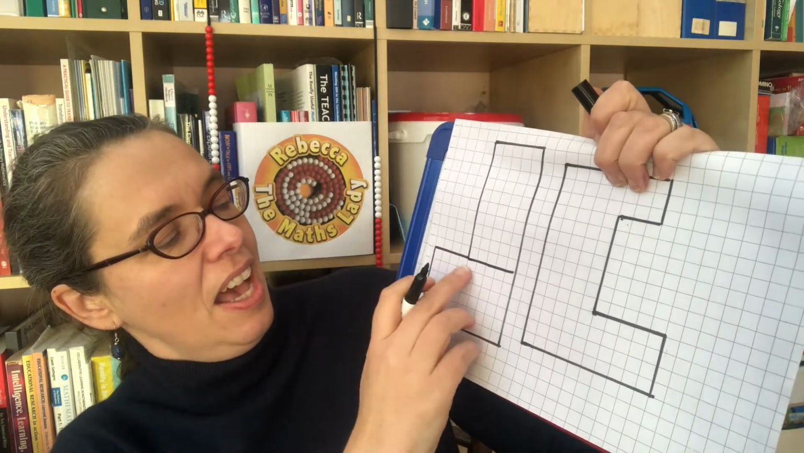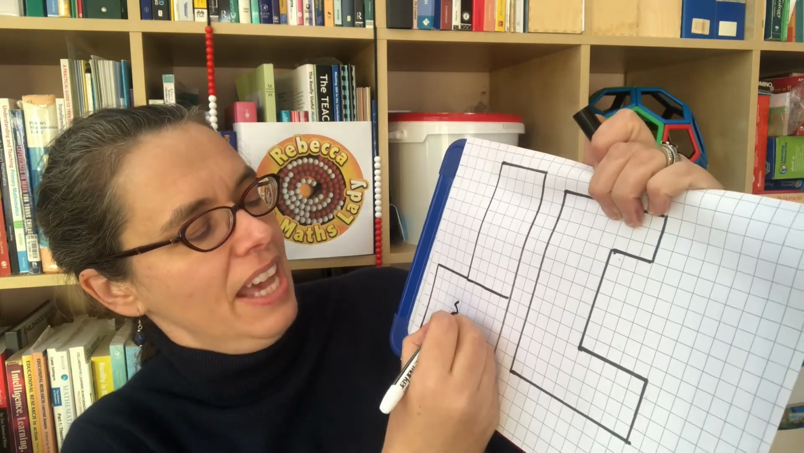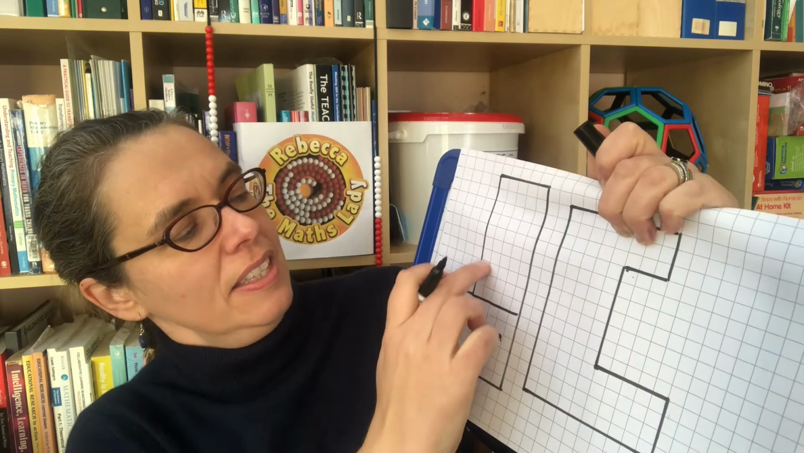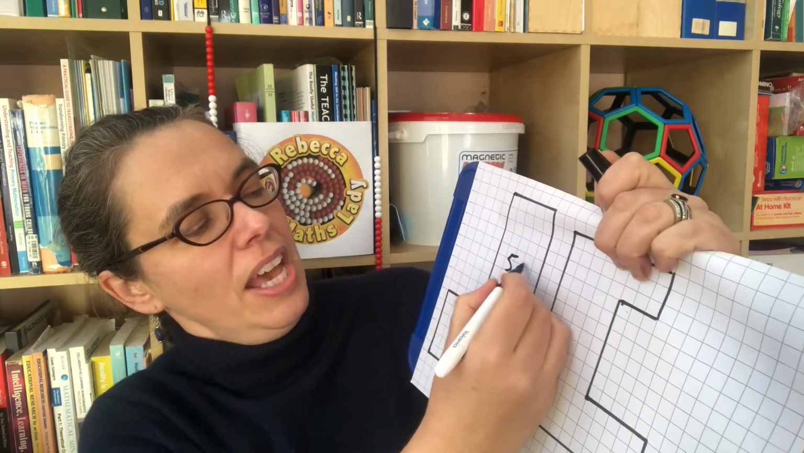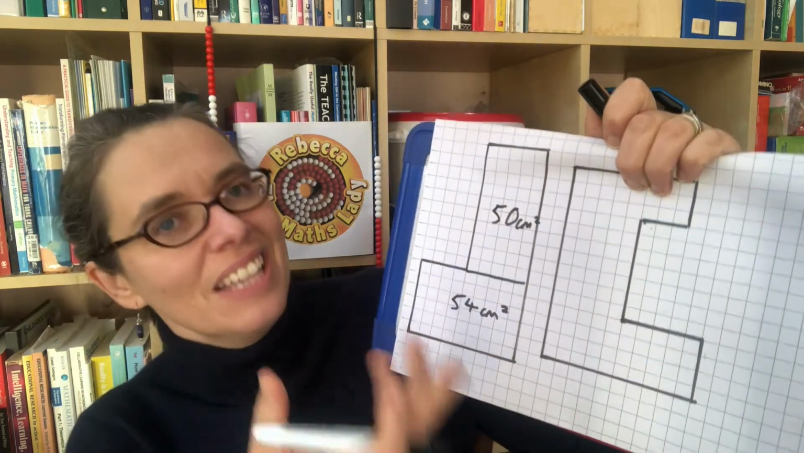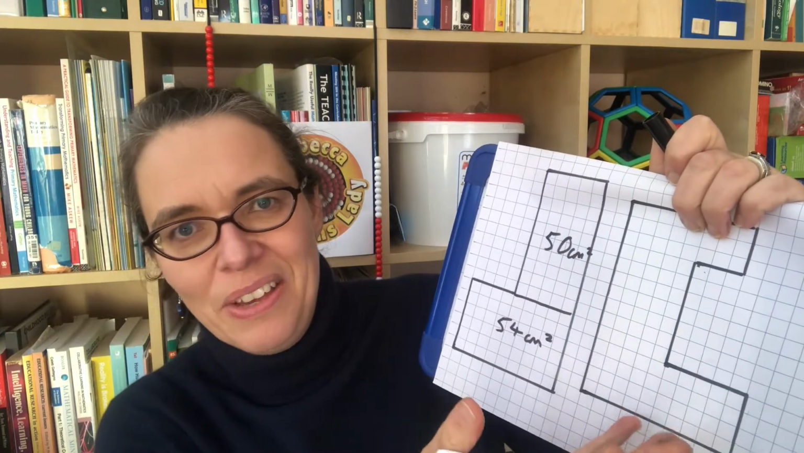That's 6 high and 9 wide, therefore the area of that is 54 square centimetres, and this is 3, 6, 10 high and 5 wide, so that's 50 square centimetres, therefore the total area is 104 square centimetres. And of course you can do something similar with this.